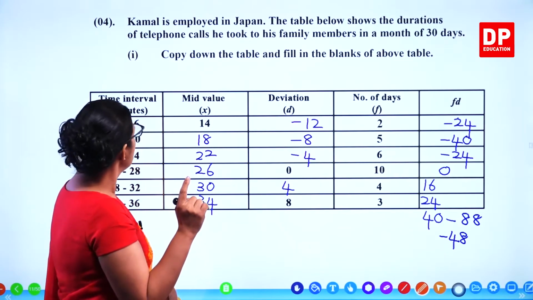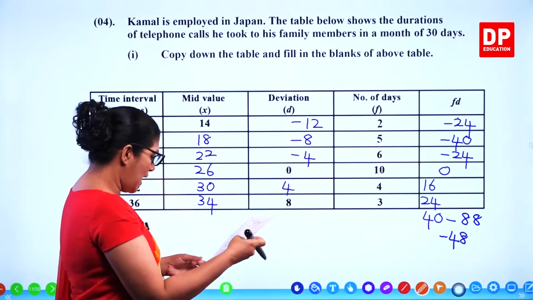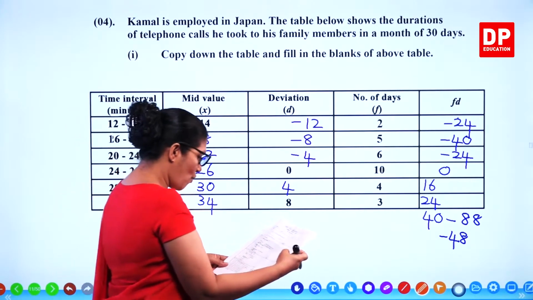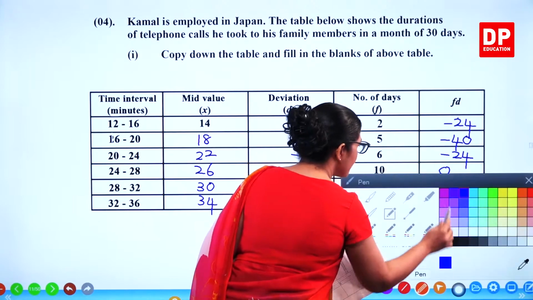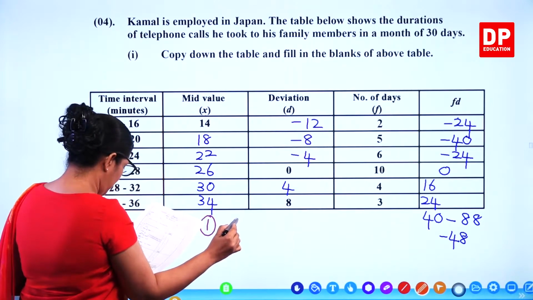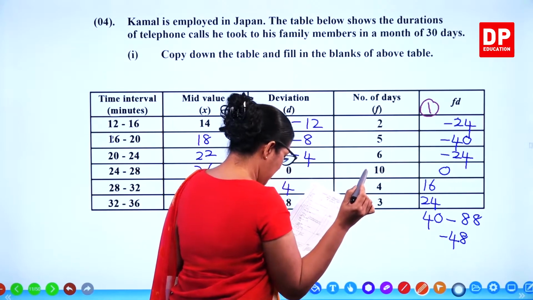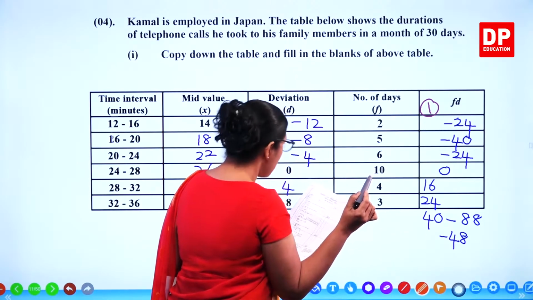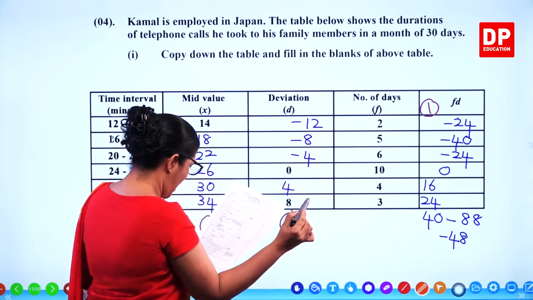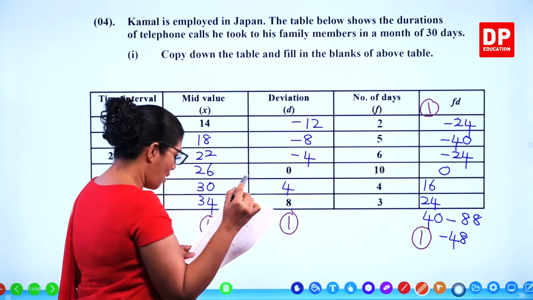So let's do the next part. So this is the table. So we have to give marks for that. 4 marks for the whole thing. Mid values, 1 mark. FD, 1 mark. D, 1 mark. And sigma FD, 1 mark. So 4 marks for the whole table.